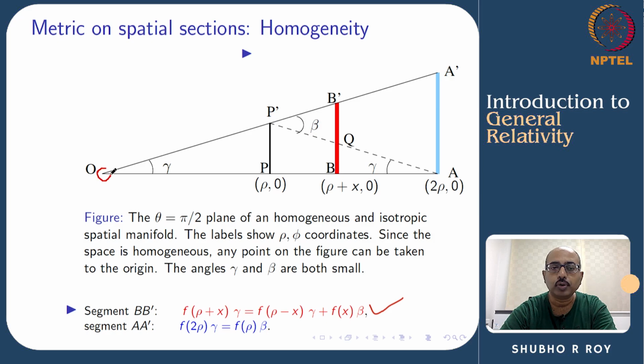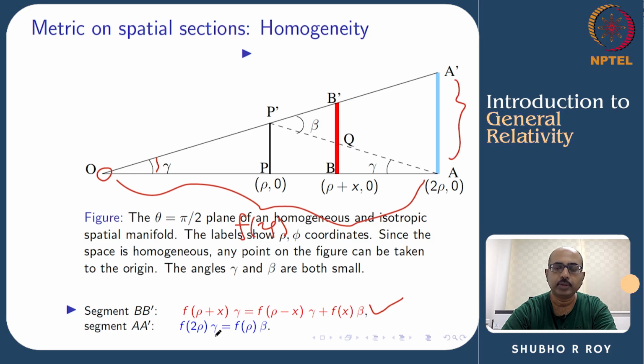First, you regard O as the origin, and then this radius or this distance is f of twice of rho, because the point A is labeled by twice of rho. So twice of rho times sine gamma will give you the length. And sine gamma is gamma, because gamma is small.